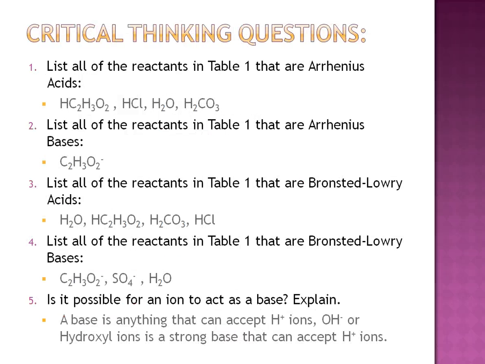Critical thinking questions. Number 1. List all the reactants in Table 1 that are Arrhenius acids. They are HC2H3O2, HCl, H2O, and H2CO3. Number 2. List all the reactants in Table 1 that are Arrhenius bases. C2H3O2-. Number 3. List all the reactants in Table 1 that are Bronsted-Lowry acids.